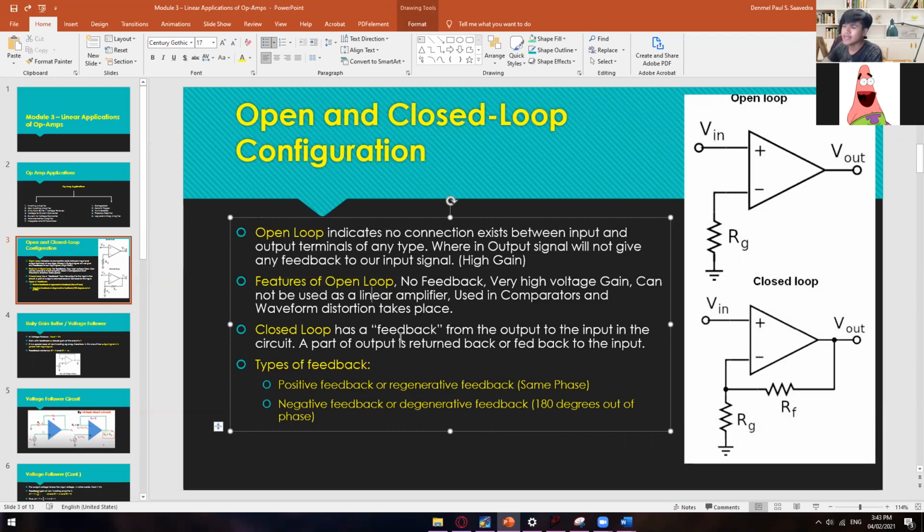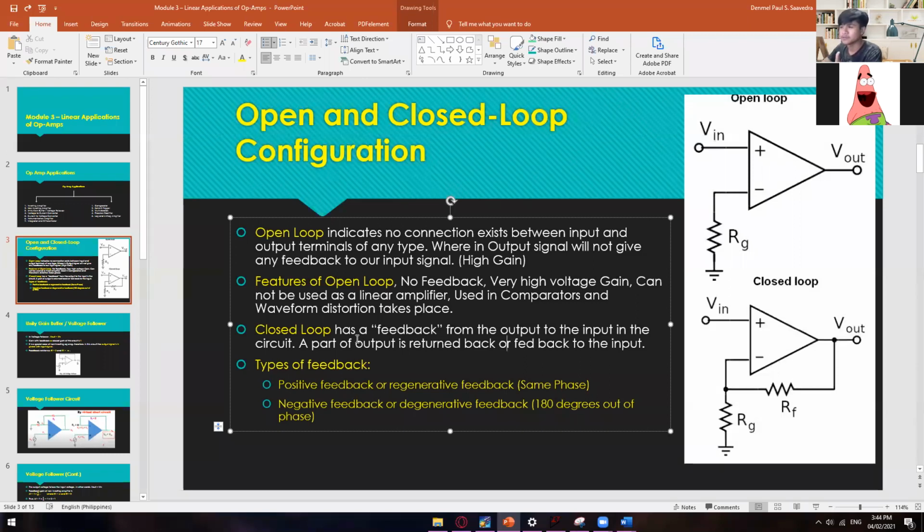And then the closed loop has a feedback. It's completely the opposite of the open loop, where it has a feedback resistor, as you can see right here. We have the RF from the output to the input in the circuit. So a part of the output is returned or fed back to the input. Instead of having all the output on the Vout, some of it will go to our inverting input. This is our Vin, and this is our inverting input. It's like dividing the total gain of this amplifier.